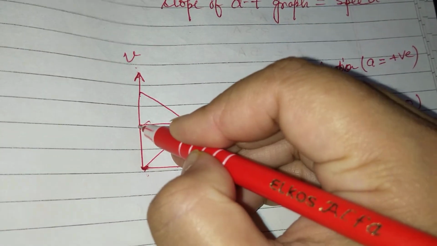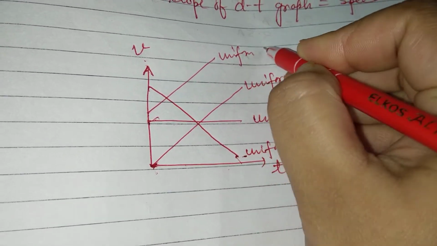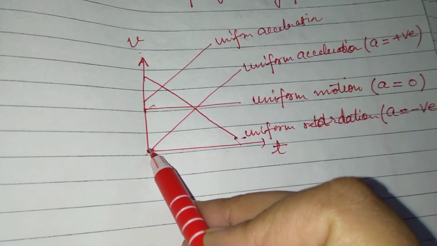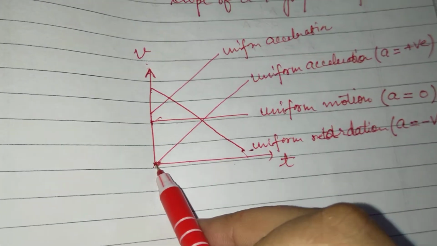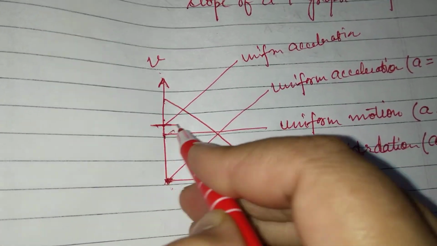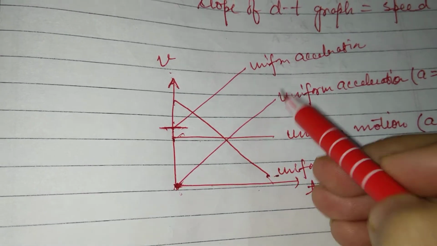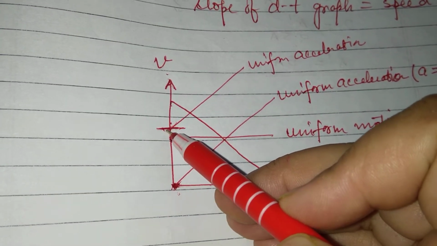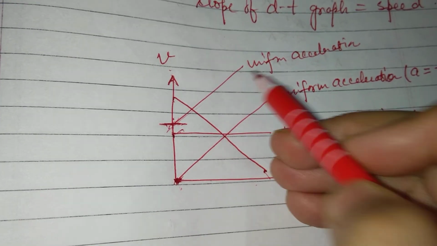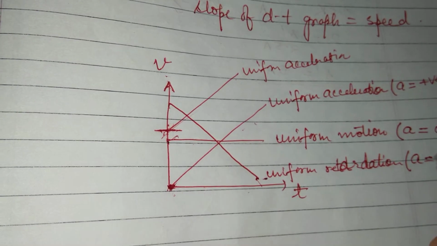Suppose this graph starts from here and goes like that, so it is also uniform acceleration. The difference is that this graph starts from 0. Initial velocity is 0 here, but here the initial velocity is not 0, it is some value. So this body starts from rest, and this body initially is moving with some velocity, and then it starts accelerating. So this is the difference, but both are uniform acceleration.